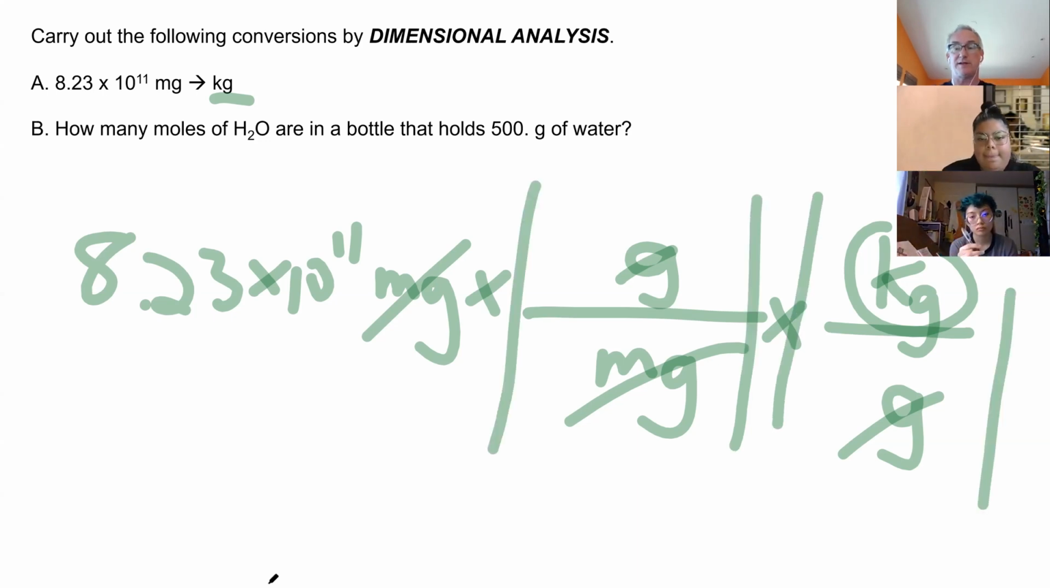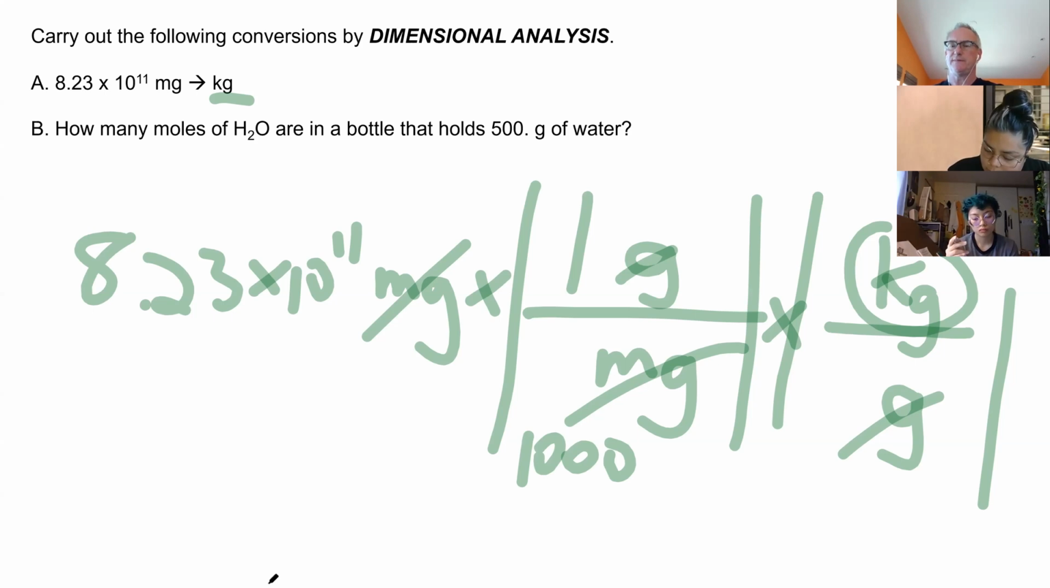So the first one is grams per milligram. There's 2 ways I can do this. I can either put 1 gram on top and 1,000 milligrams on the bottom, or I can put 1 milligram on top and 10 to the minus 3 grams on the bottom. Either way, I kind of like using whole numbers. So what I'm going to do is put 1,000 milligrams on the bottom and 1 gram on the top.